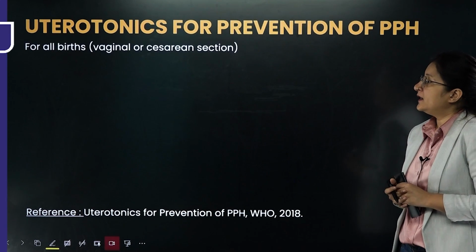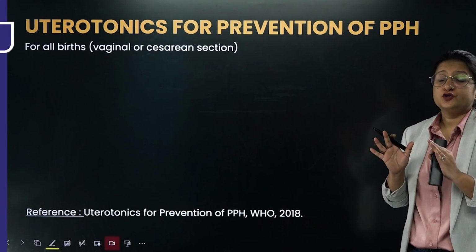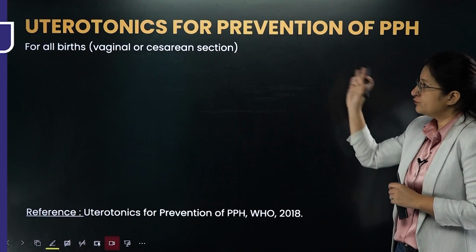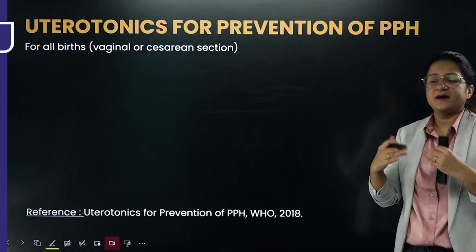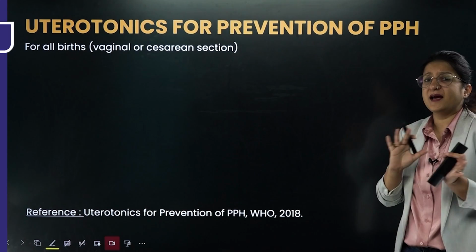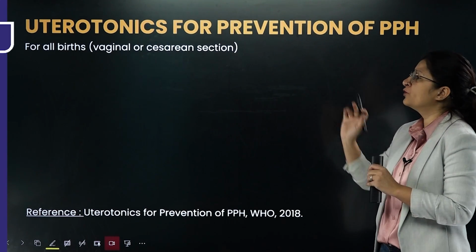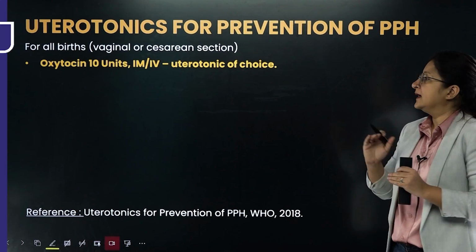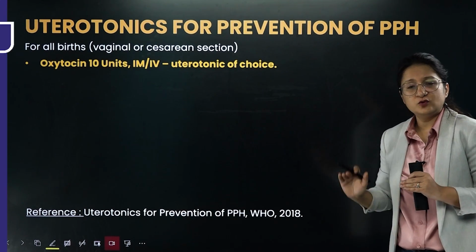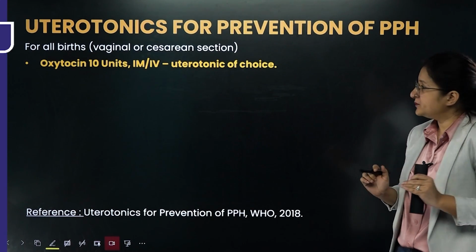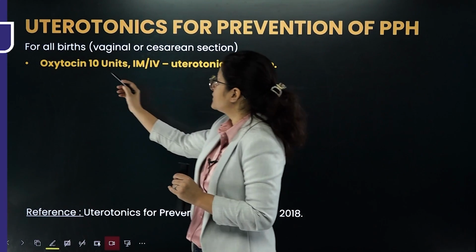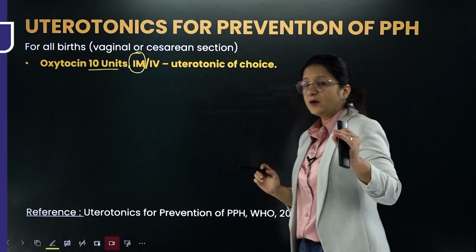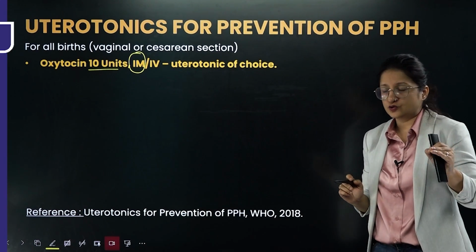Okay. Now, this is a very, very important aspect which we should know in detail about. So, for all births, it is recommended that uterotonics be used, whether it is delivery by vaginal route or by cesarean. So, the active management protocol doesn't change by the mode of delivery. Oxytocin 10 units IM or IV is the uterotonic of choice as per WHO. As per the Government of India recommendations, what is the drug of choice? Again, oxytocin 10 units, but intramuscular route. So, I will talk about the routes of oxytocin administration also in a while.